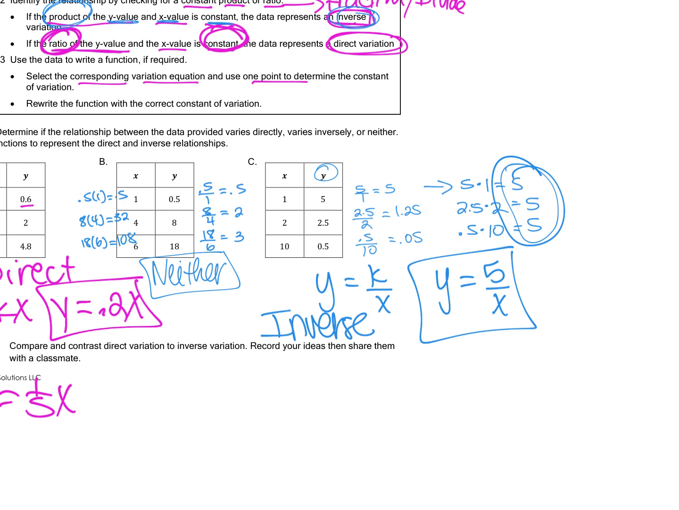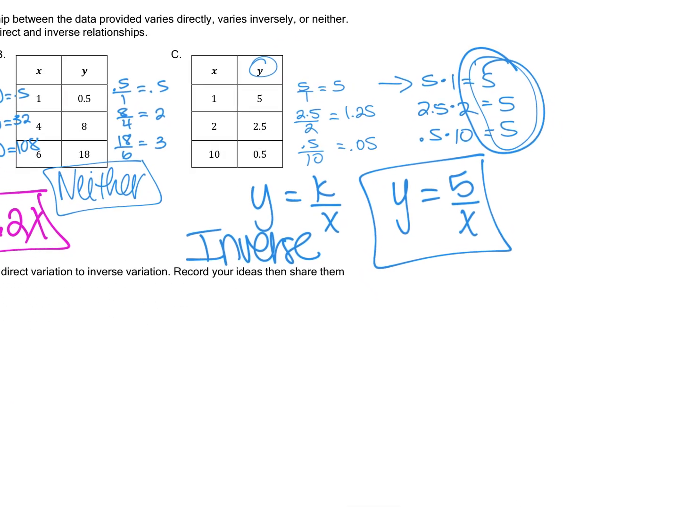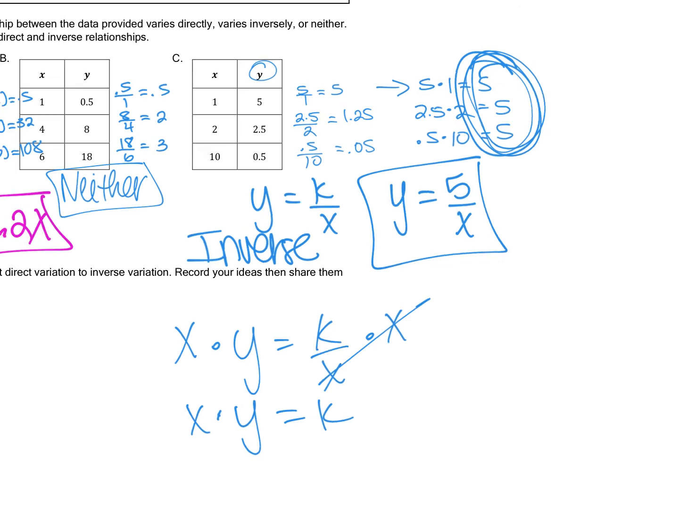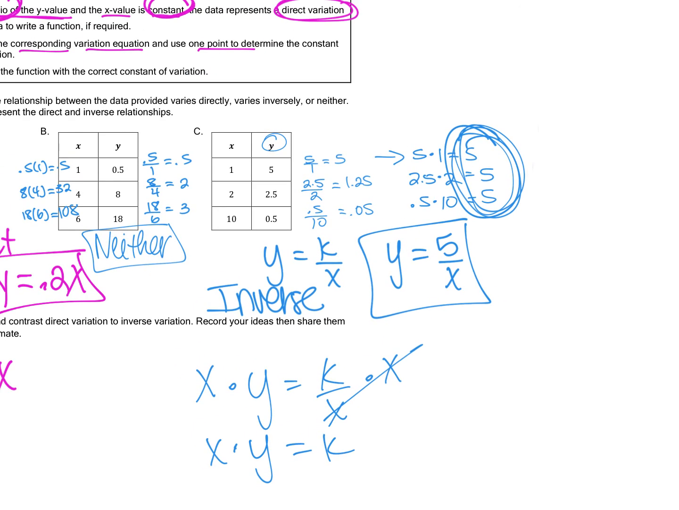The reason it's the opposite, some of you are probably thinking, well, we multiply it, but we're going to do inverse, which is dividing. But if you look at this equation, if you multiply to get k by itself, you're multiplying. So x times y gives us the constant, which is exactly what we did here. So that's why if you multiply it, it's inverse. If you divide it, it is direct. Okay? If you have any questions, please let me know.